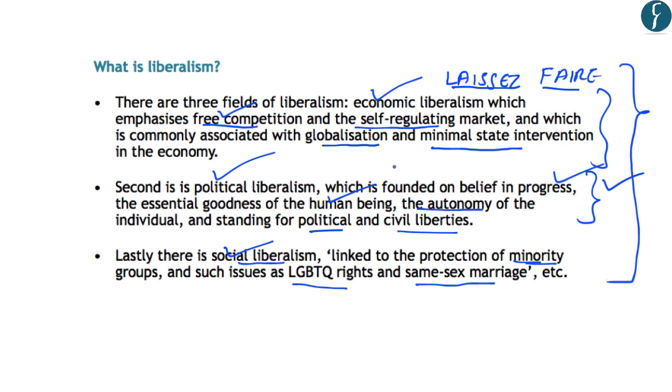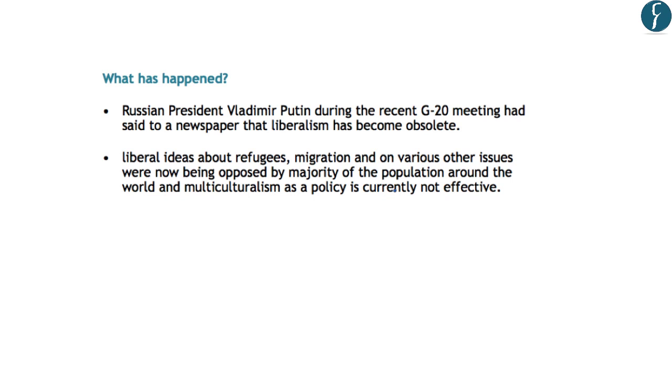Now after this, let us understand what has happened recently and how is this policy of liberalism impacting various countries in the world. Now, the Russian President Vladimir Putin in the recent G20 summit had said to a newspaper that liberalism as an ideology has now become obsolete.